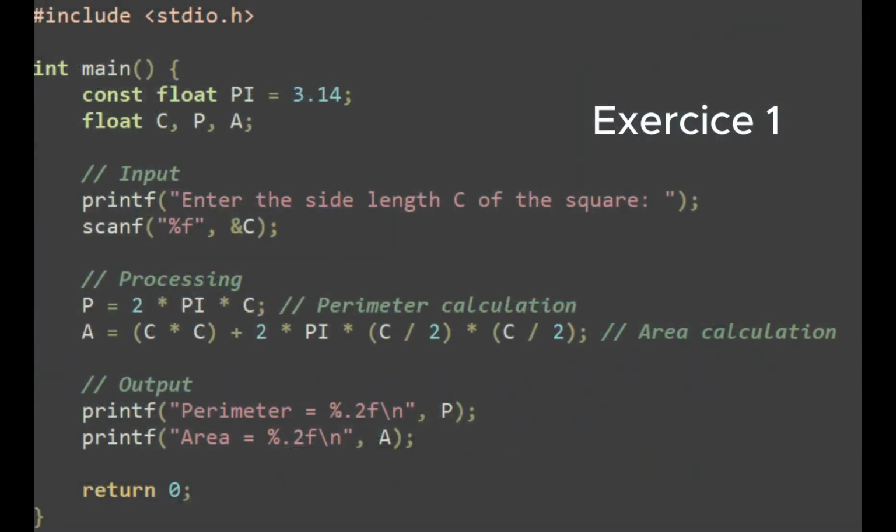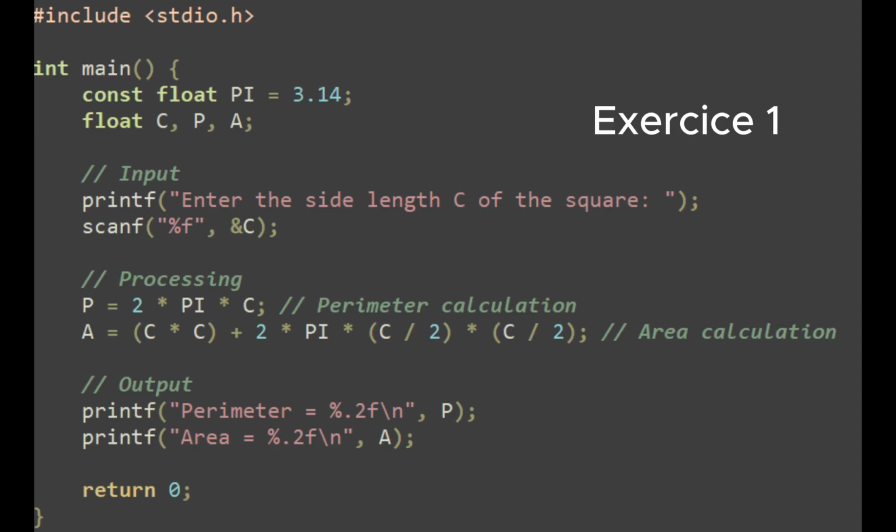Exercise 1. Geometric Shape Calculation. Objective: calculate the perimeter and area of a shape consisting of a square, side C, with 4 semicircles attached to its sides. 1. Problem analysis. Inputs: the side length of the square, C. Processing: perimeter, P. The perimeter consists of the circumferences of the 4 semicircles. Mathematically, 4 semicircles equal 2 full circles. The diameter of these circles is C. Formula: P equals 2 times pi times C.